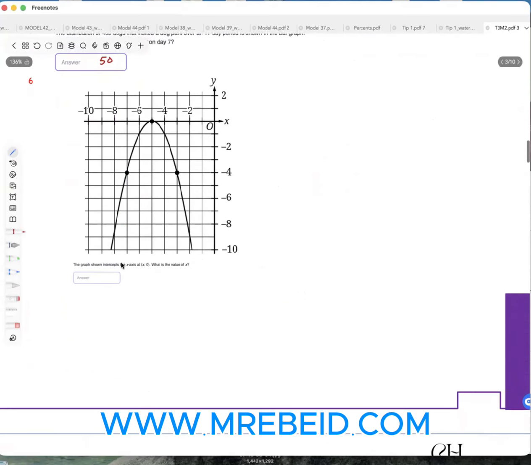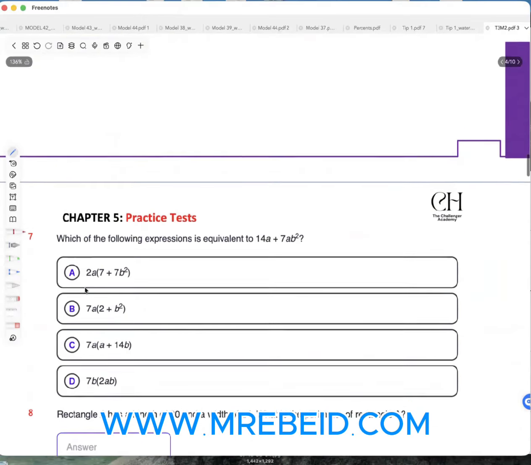Question 6. It's very small. The graph shown intercepts the x-axis at x and 0. What is the value of x? We want to find the x-intercept. This point is what? It's -5 and 0. So x is -5. Let's move to question 7.